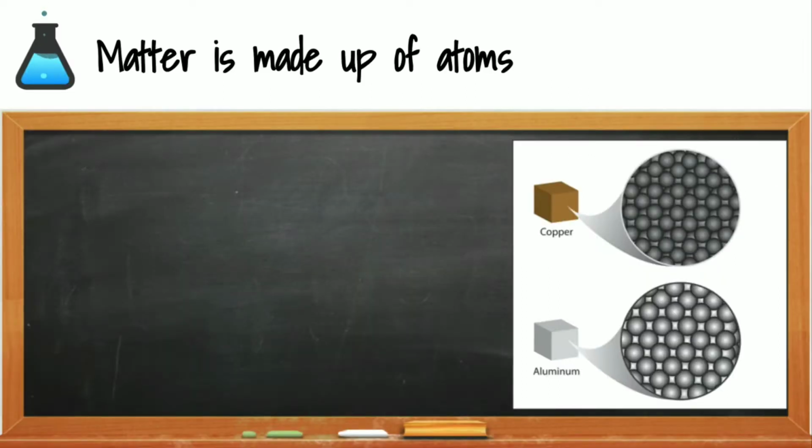So one thing that you should already know about matter is that all matter is made up of atoms because atoms take up space and have mass. Now, different types of atoms can have different properties. So here you can see copper and aluminum. We can see that both of these substances are made up of atoms, or these little spheres, but the atoms of copper are closer together, thus giving copper a greater density than aluminum.